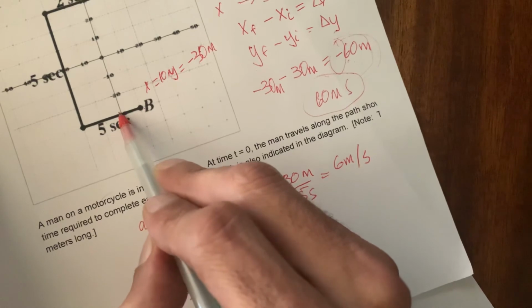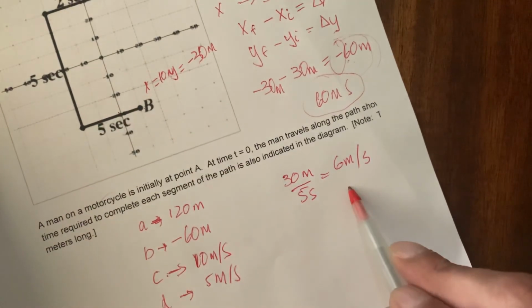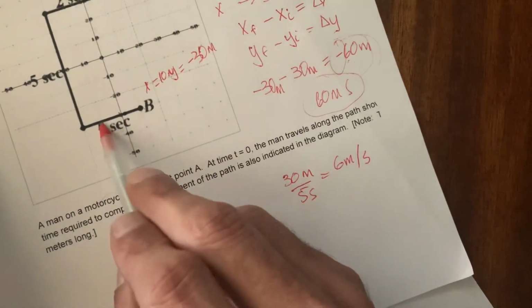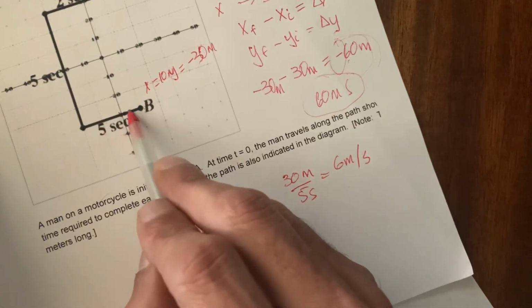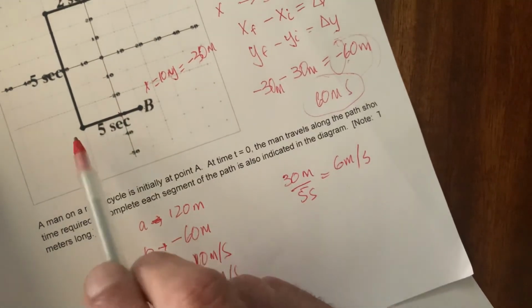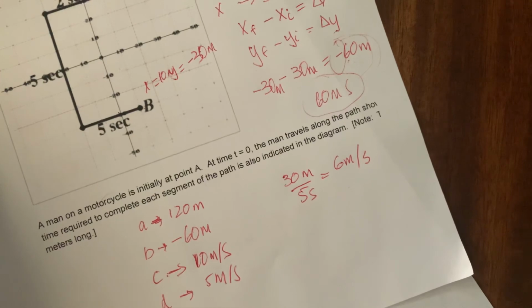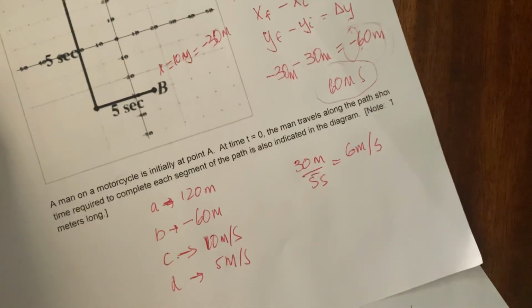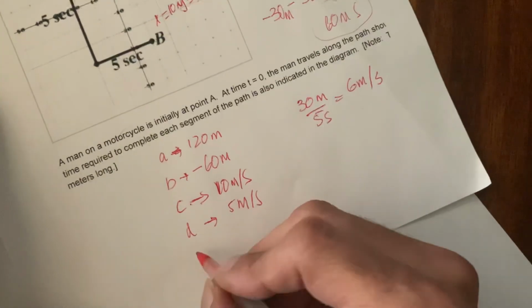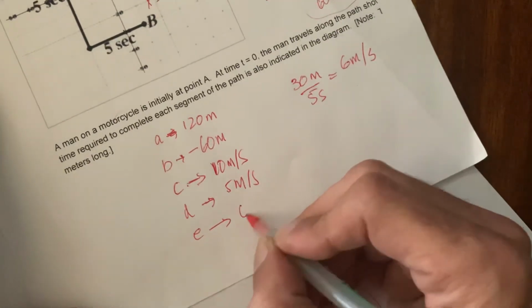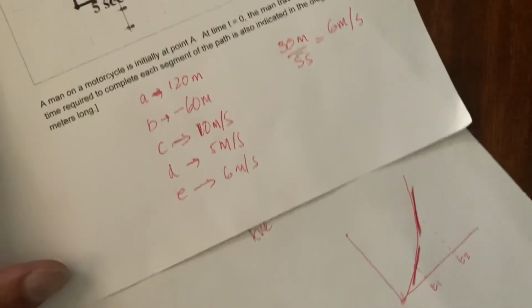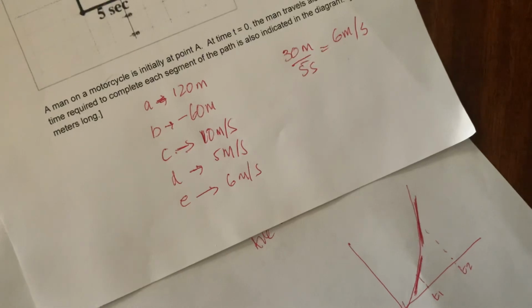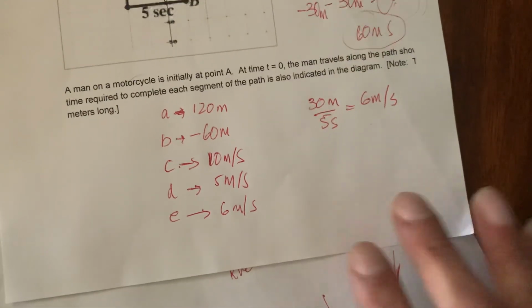If I'd asked at t equals 10 seconds, your answer would still be the same, 6 meters per second. If I would have asked for t equals 11.5 seconds, it'd still be the same, 6 meters per second, because this speed is constant here, okay? So I hope that helps you understand this. Let's put that down. E is 6 meters per second. And so here are your solutions. I hope that makes sense and helps you with further questions like this.